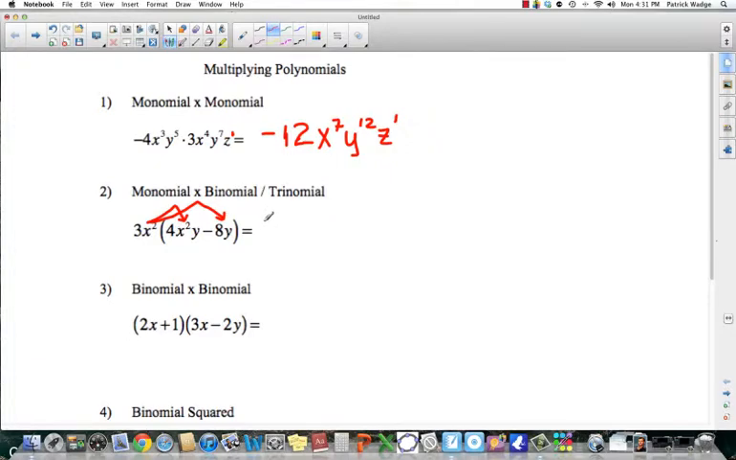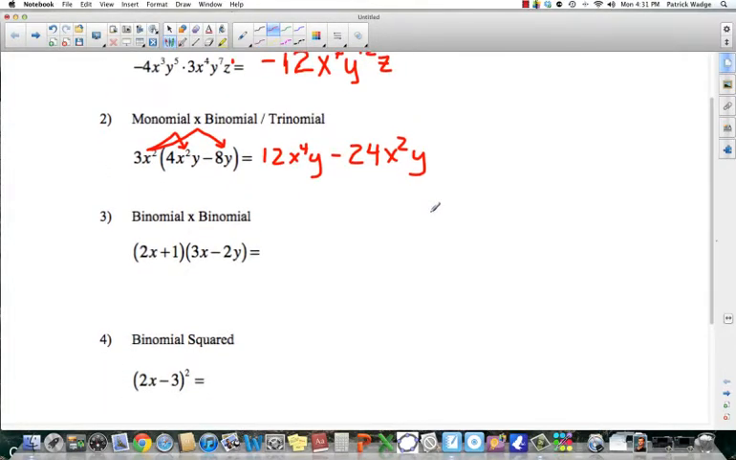3 times 4 is 12. x squared times x squared, we're adding the exponents, so we get x to the fourth power. And we still have a y to deal with, so it's kind of like y to the zero power times y, add the exponent, 0 plus 1, we just get a y. 3 times negative 8 to start the next one, and you get negative 24. x squared times, there's no x here, so it's 2 plus 0, so we just get x squared. And 0 y's times the y here, so 0 plus 1, we still have 1 y there. Okay, that's the end of that question.